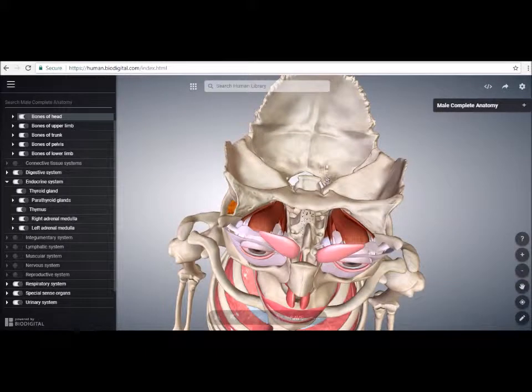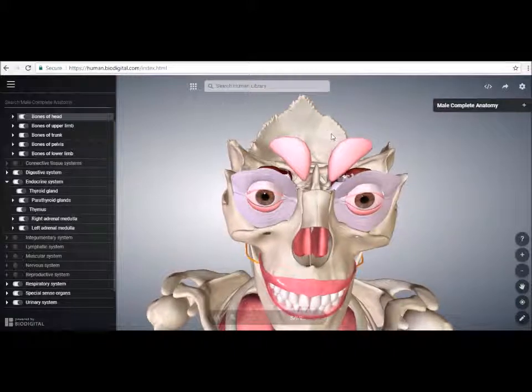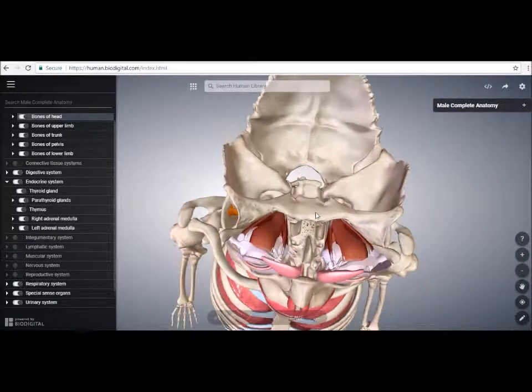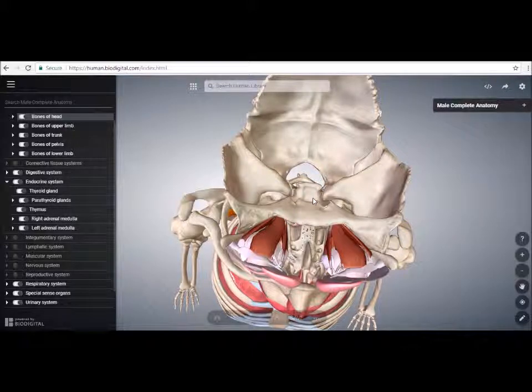So if we put his face up again, you can see it's sort of right in the middle and above and in between the eyes in the pituitary fossa, and it then releases its hormones from there to be spread throughout the body like the rest of the endocrine system.